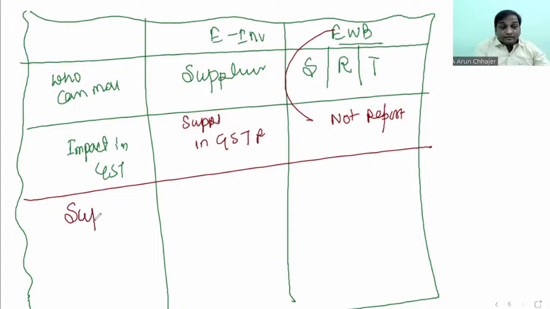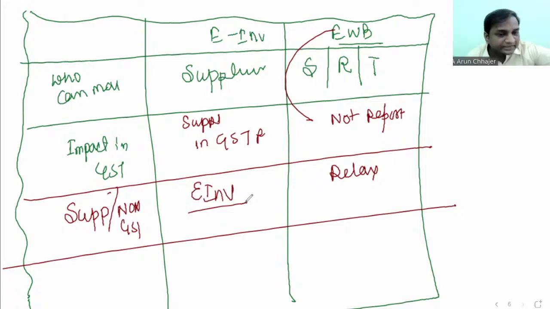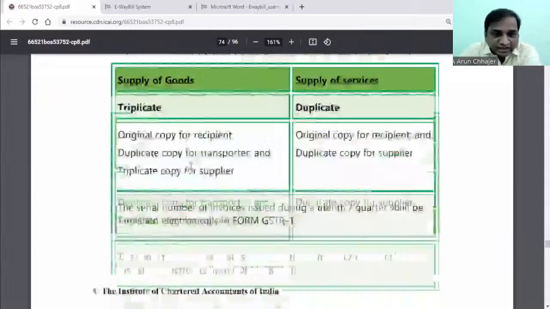Suppose it is non-GST supply, there are relaxations if the transaction is non-GST supply. There are relaxations if there is a Schedule 3 supply, but you have to prepare the e-invoice. Almost we have discussed 7-8 differences. I hope it is clear to all. Kindly confirm.